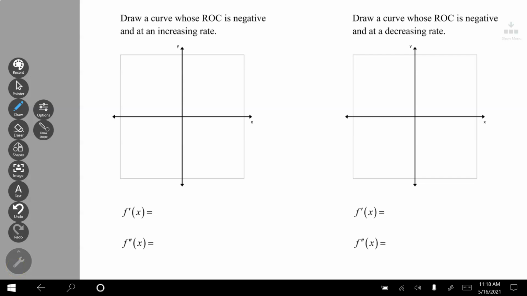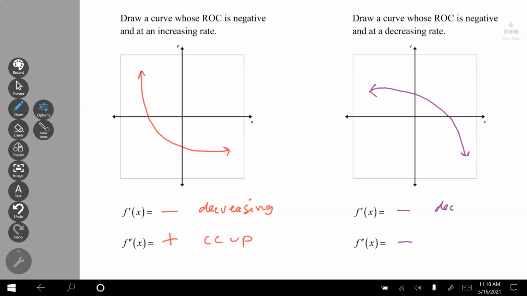Now I want to draw a curve that has a rate of change that is negative at an increasing rate. So negative means it's going downhill, increasing rate means it's getting less negative. So again, f prime is negative because the graph is decreasing, and f double prime is positive because it's concave up. And finally, a graph whose ROC is negative at a decreasing rate. So something going downhill with a negative slope is getting more negative. F prime is negative because this function is decreasing, and f double prime is negative because it is concave down.